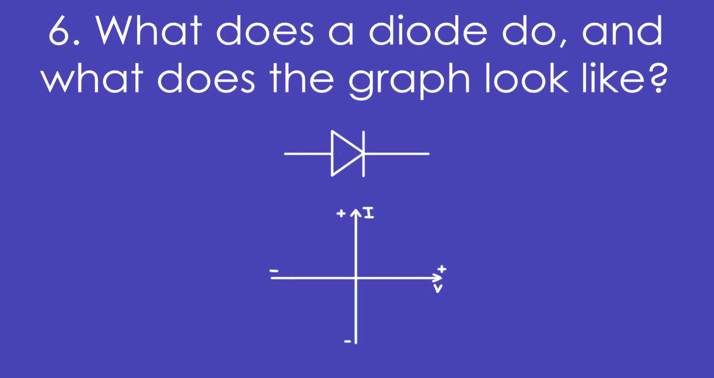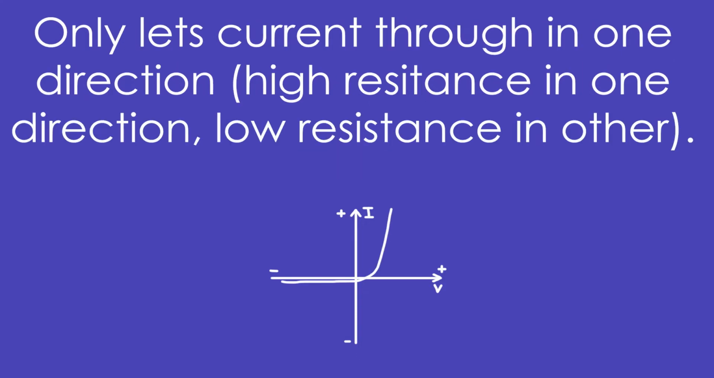6. What does a diode do and what does the graph look like? A diode only lets current through in one direction. That means that it has a very high resistance in one direction and a low resistance in the other. The resistance breaks down in the positive direction at about 0.5 to 1 volt.